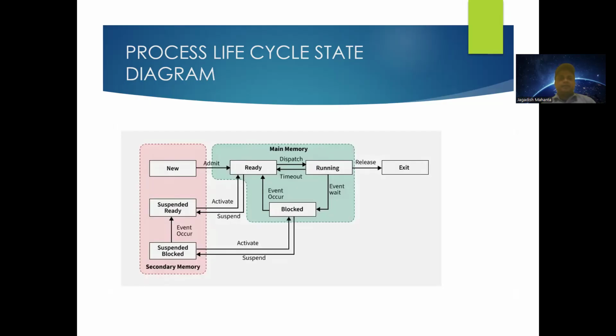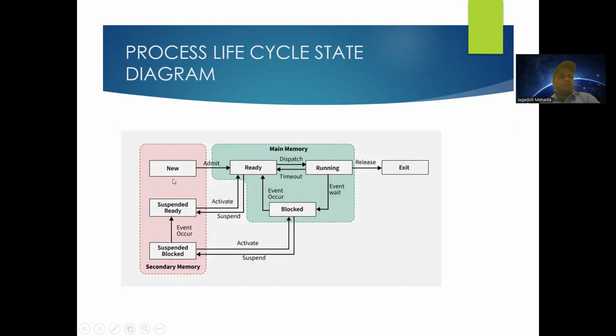Let us discuss the states one by one and their roles in the process life cycle state diagram. First, students, the new state and ready state. In the new state, what happens, students? The new processes are created in the new state. So the first transition, students, is new to ready state.